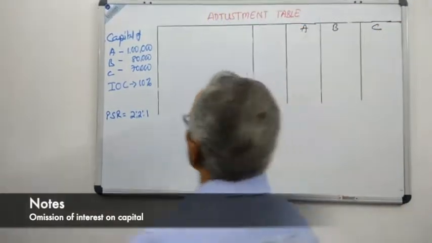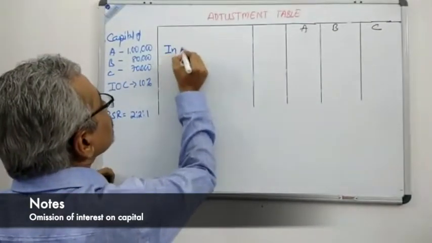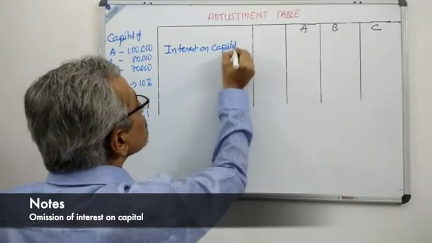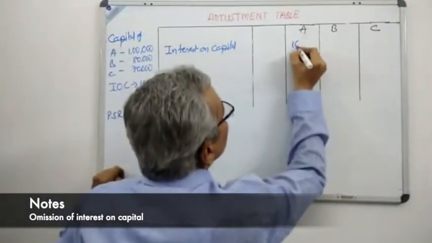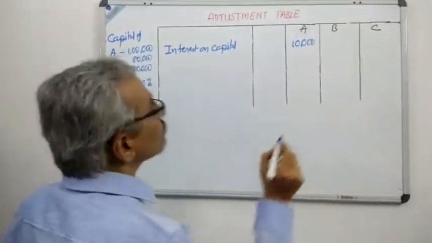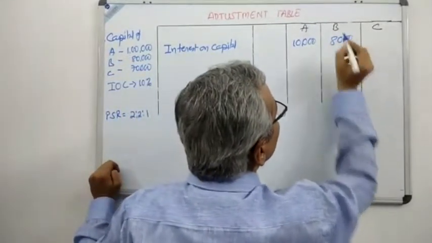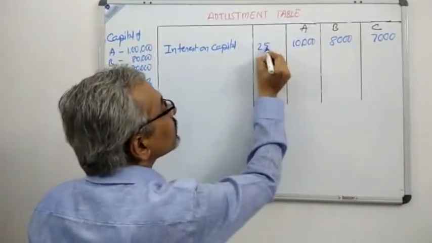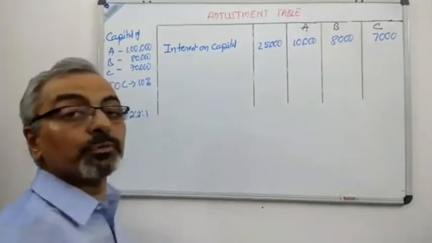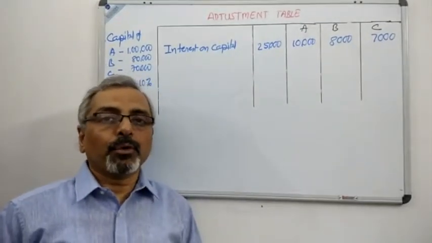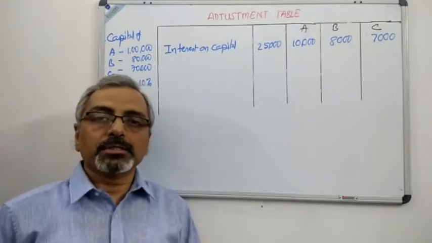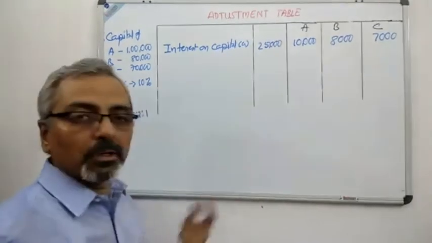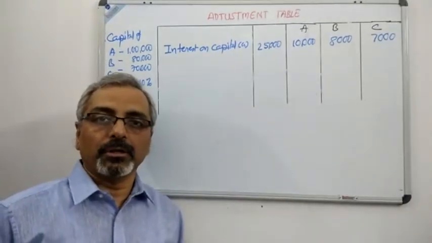So first let us see interest on capital. Very simple calculation, 10%: that is 10,000 for A, 8,000 for B and 7,000 for C. So the total amount of interest on capital will be 25,000, which is not considered in the profit and loss appropriation account. Since it has not been considered, we are writing a credit over here because it is a credit item, if you remember the journal entry very clearly.